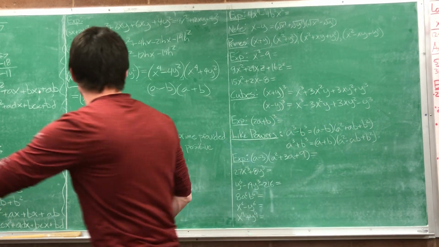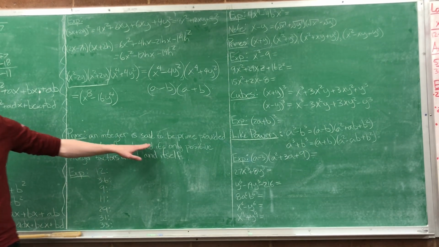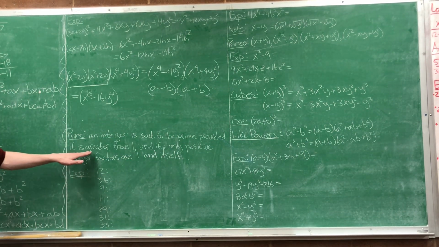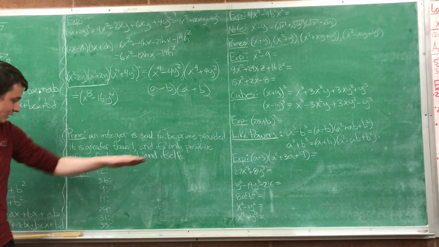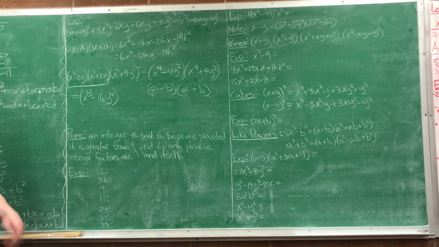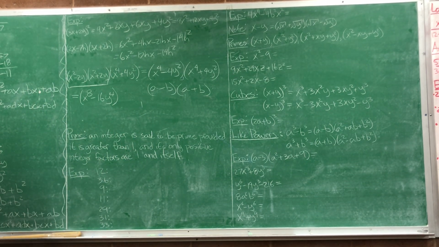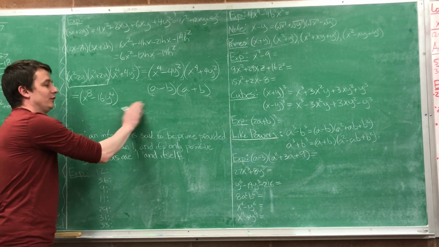Okay, so let's go over what a prime number is now. An integer is said to be prime provided that it is greater than 1 and its only positive integer factors are 1 and itself. So is the number 1 prime? No. Why not? Because it's not greater than 1. Every prime number has to be greater than 1.